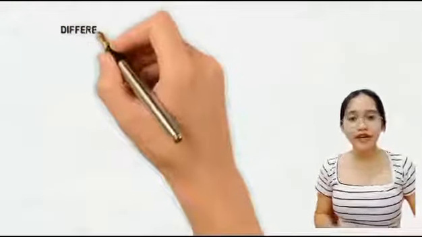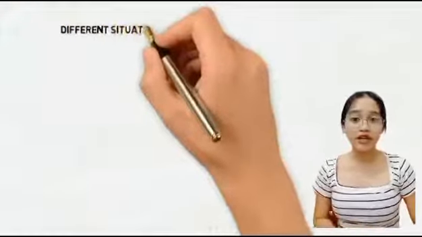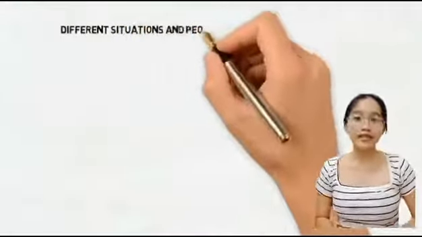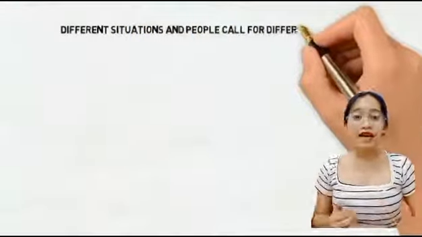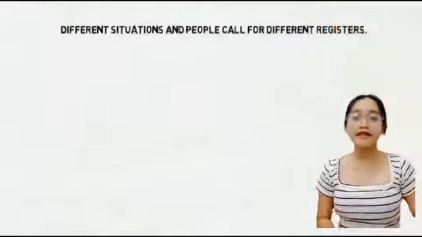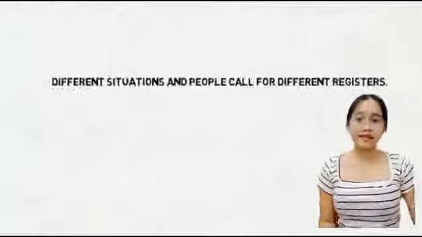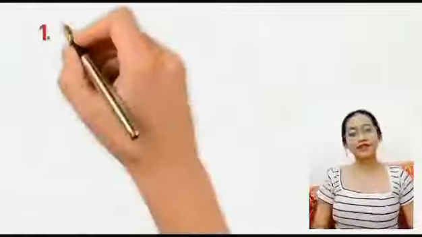So we have here the five levels of language registers identified by linguists. We have the frozen, formal, consultative, casual, and intimate. So let's take a look.